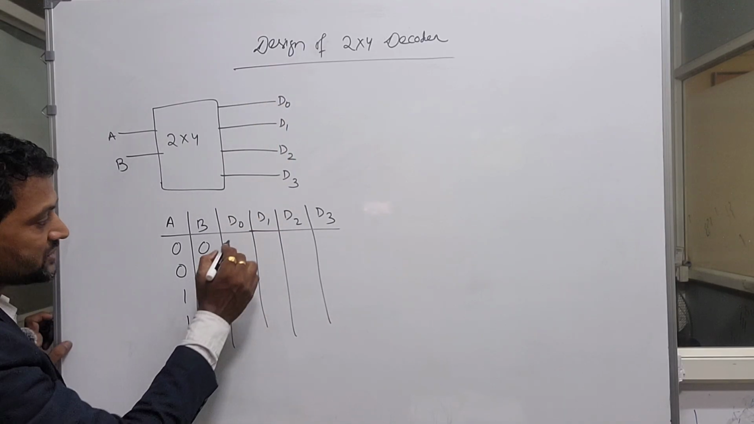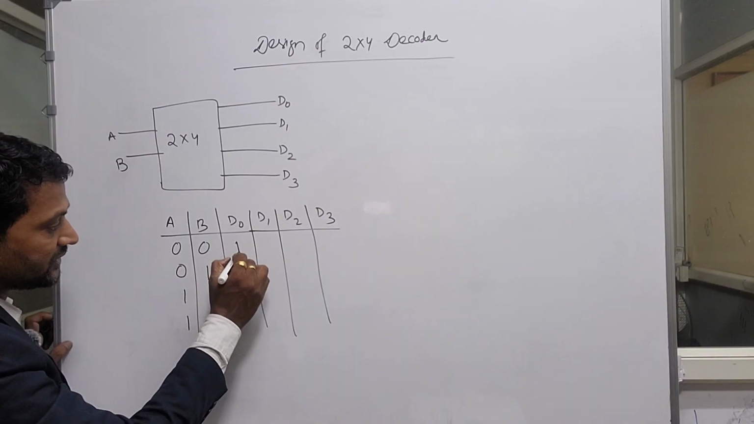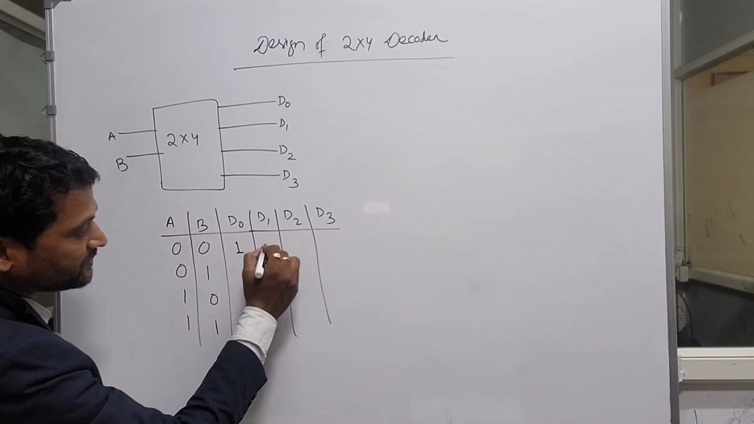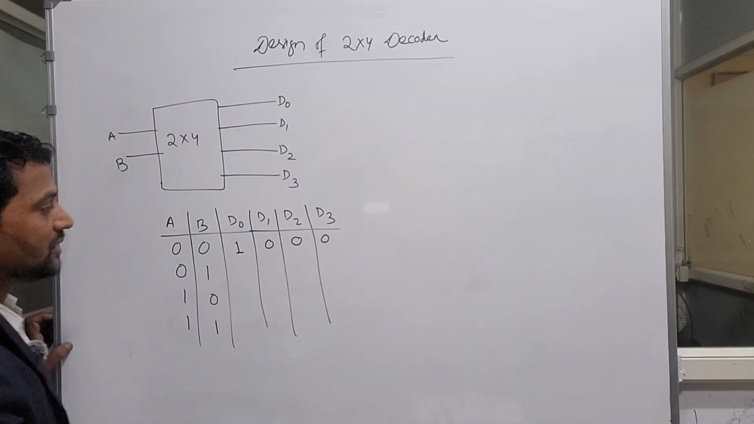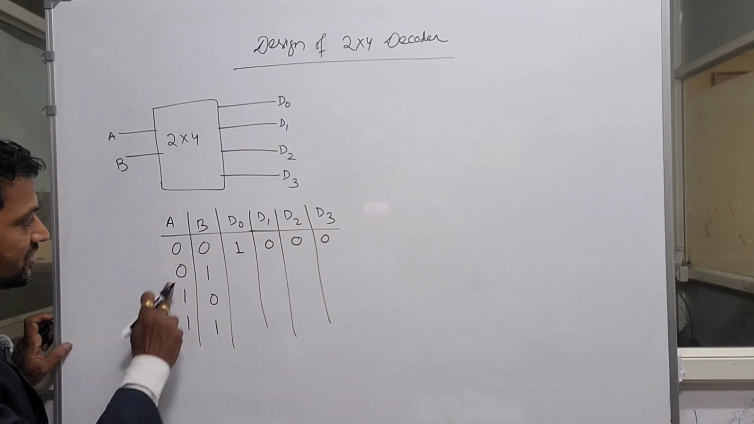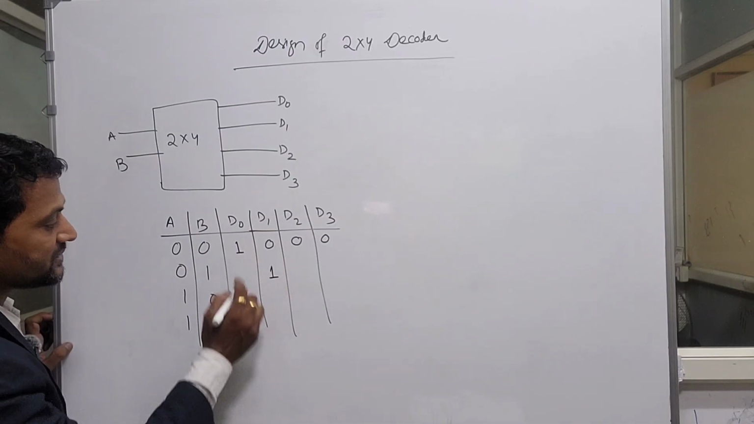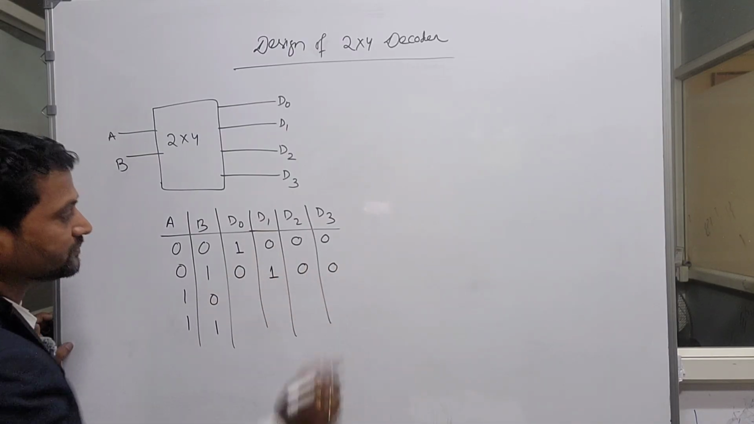So coming to the output side, D0 will be active when A is 0 and B is 0, and in the rest of the places you just put 0. And D1 will be active when A is 0 and B is 1. Matlab we just put 1 in this place, and in the remaining places we'll put 0.